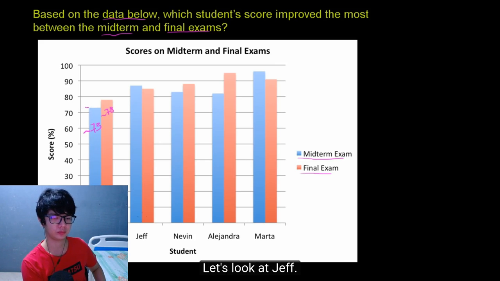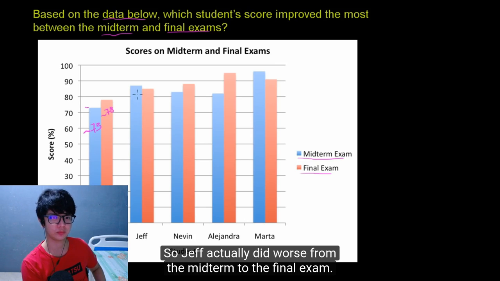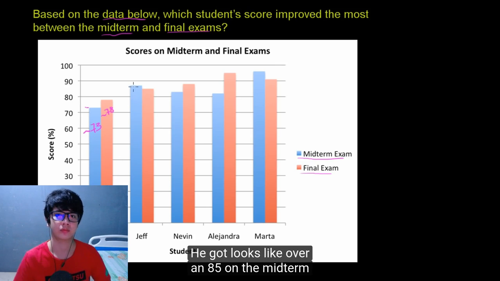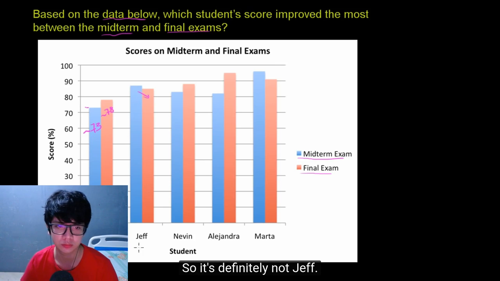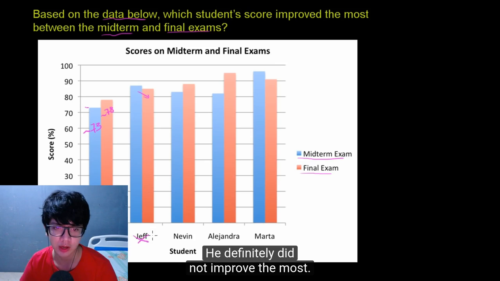Let's look at Jeff. So Jeff actually did worse from the midterm to the final exam. He got, looks like, over an 85 on the midterm, and then on the final he got about an 84 or an 85. So he actually went down. So it's definitely not Jeff. He definitely did not improve the most.